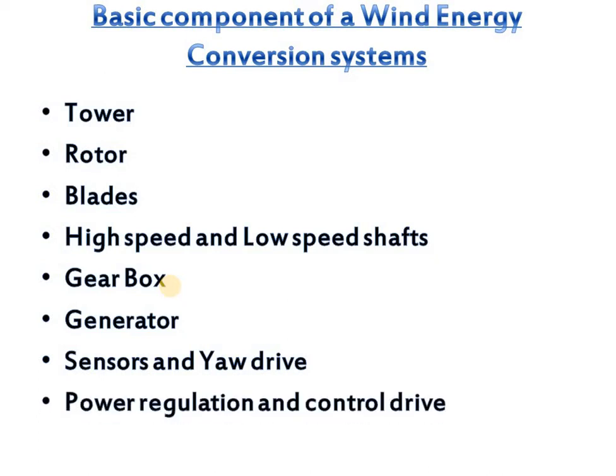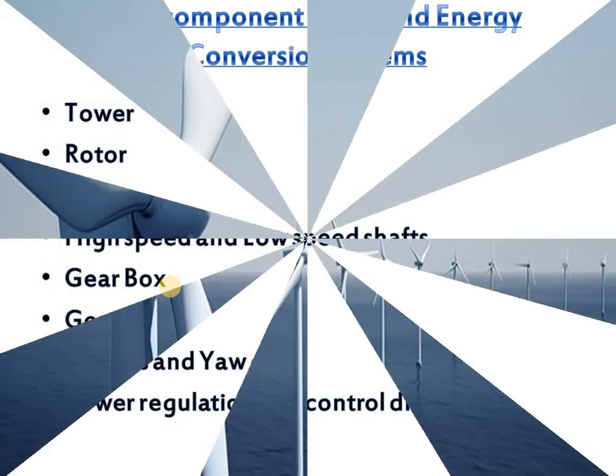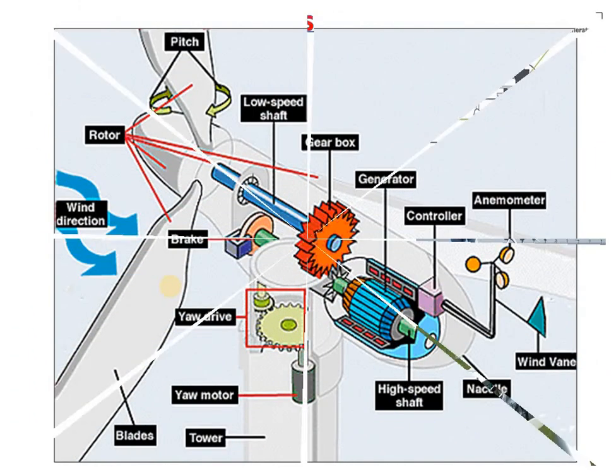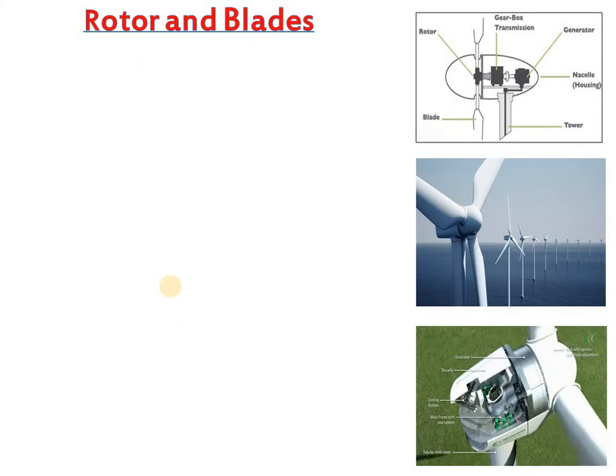And finally you have the power regulation control drive, which is required to control the power generated by the windmill. So that's basically an electronic device which is set to supply constant power from the device. These are the major parts of a wind energy conversion system, or WECS. We will discuss them one by one in the later modules. And first, let us start with the rotor.